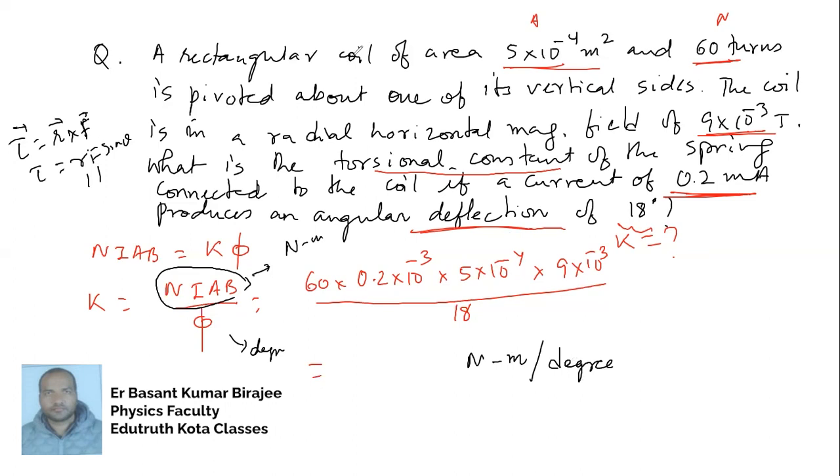How much is the value? You can just calculate this one. I think the value is coming to be 3 into 10 to the power -9, I think. So this is the torsional constant.